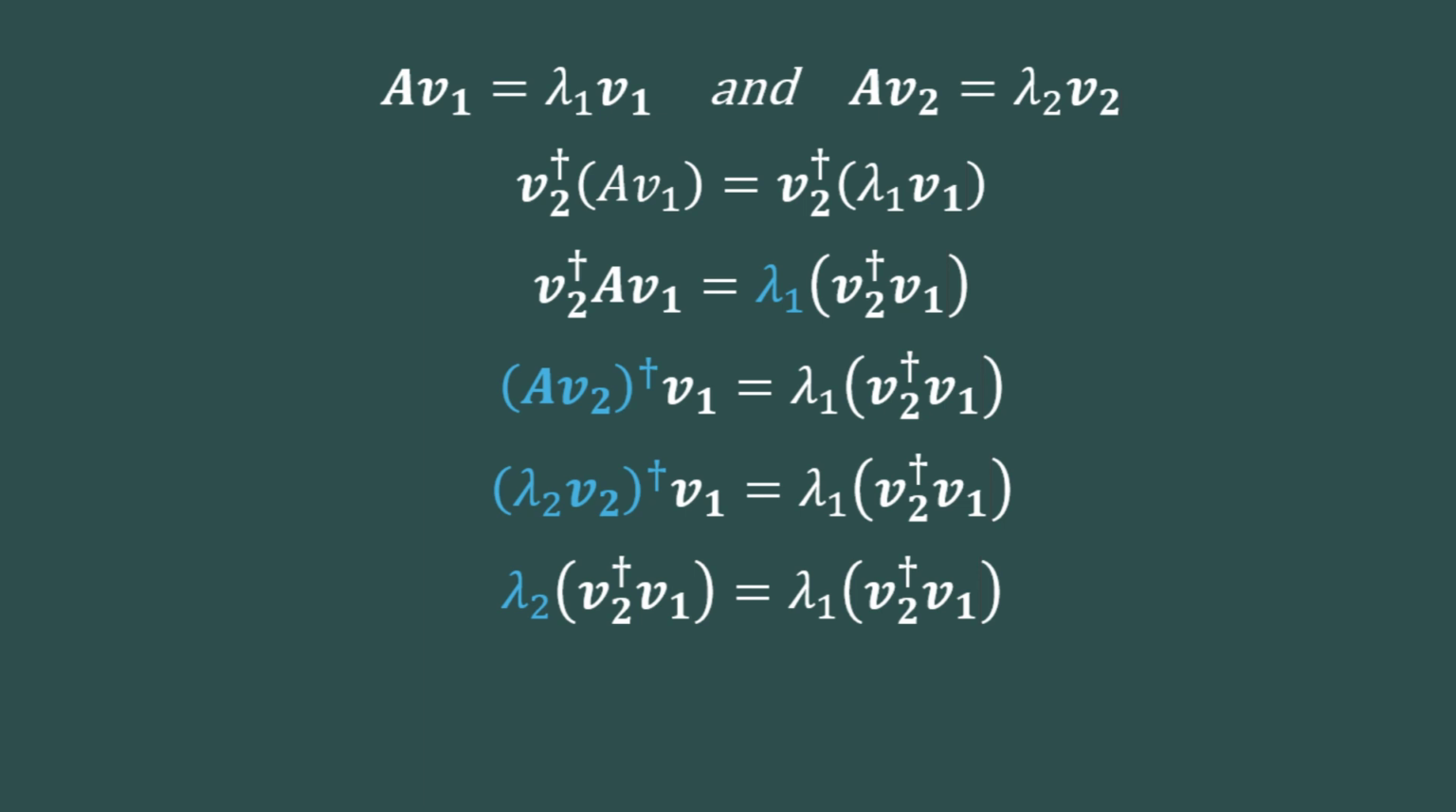and vector v1. Since lambda 1 and lambda 2 are distinct eigenvalues, the inner product of vector v2 and vector v1 must be equal to 0 for this equation to be true. This shows that vector v1 and vector v2 are orthogonal. This proves that for any Hermitian matrix, eigenvectors corresponding to distinct eigenvalues are orthogonal. This property is a fundamental result in linear algebra, ensuring that Hermitian matrices have orthogonal eigenvectors.